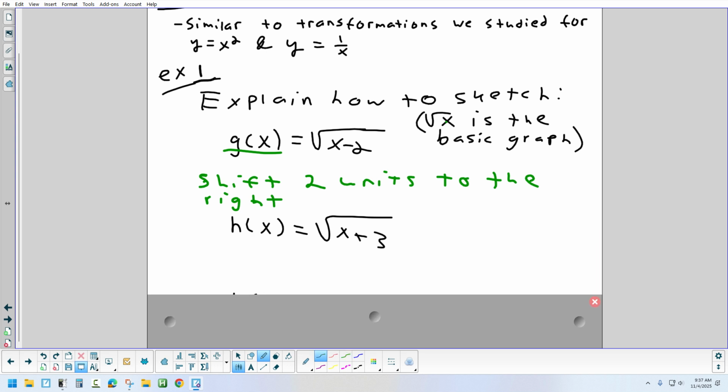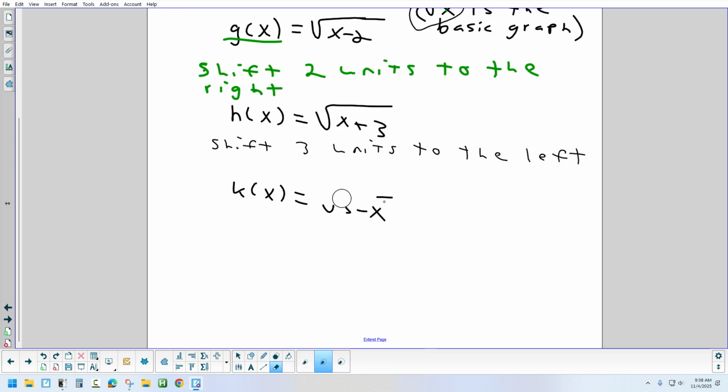Try this one. How about h of x, the square root of x plus 3? 3 units to the left. That's taking the base graph, right? That's the starting point, and moving it 3 units to the left. Okay. Any questions on that one? So those are two problems that each had a single transformation. Let's look at one that's got a little bit more, but I'm going to change this.